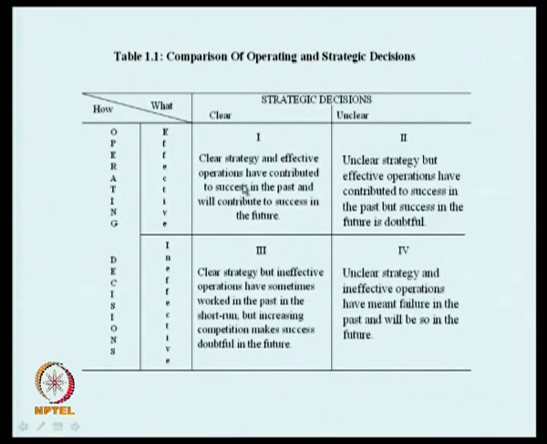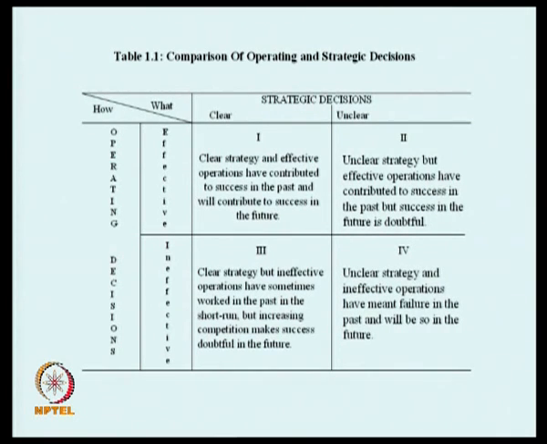What does quadrant number 1 tell you? You have a clear strategy, you have an effective operation. What is going to happen when you have a clear strategy and an effective operation? Clear strategy and effective operations have contributed to success in the past and will contribute to success in the future. In other words, this is likely to be a winning strategy. So, if your strategy is clear and if you have effective operations, they have contributed to success in the past and it is likely to contribute to success in the future as well.